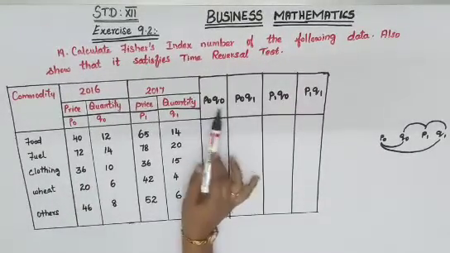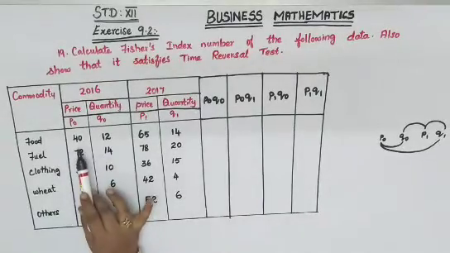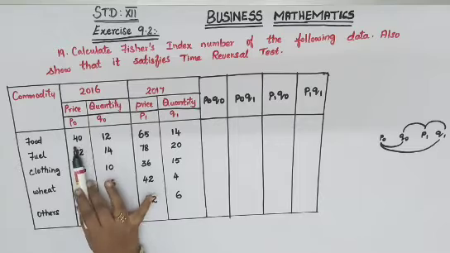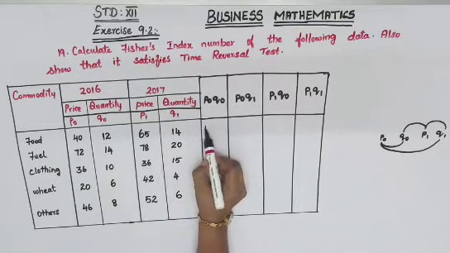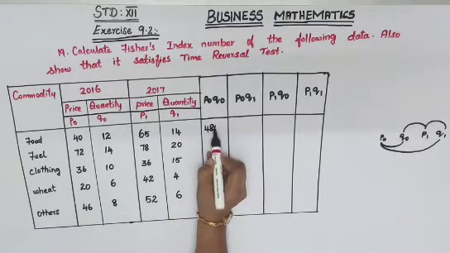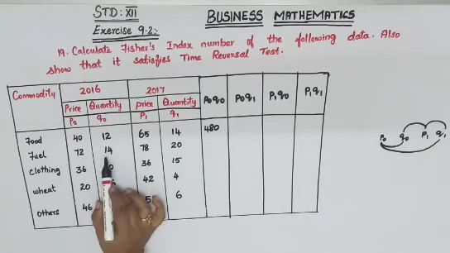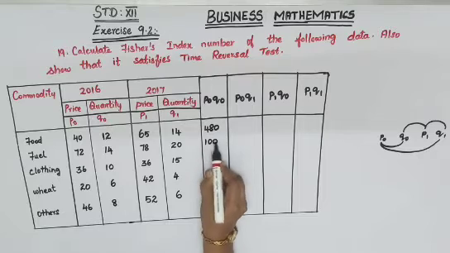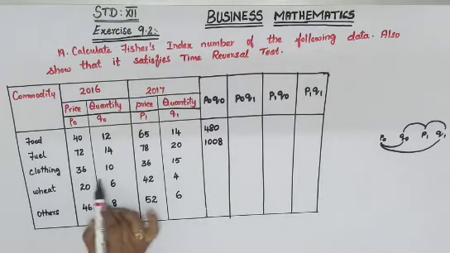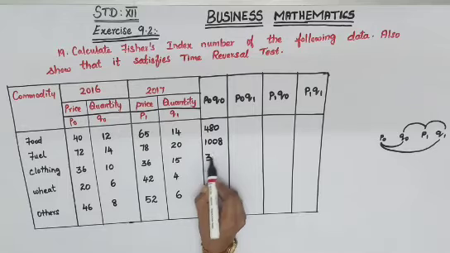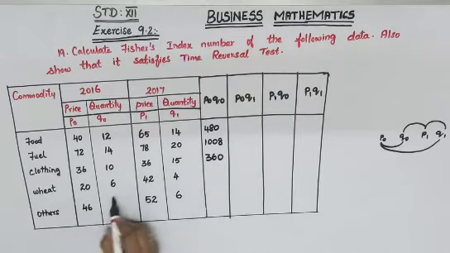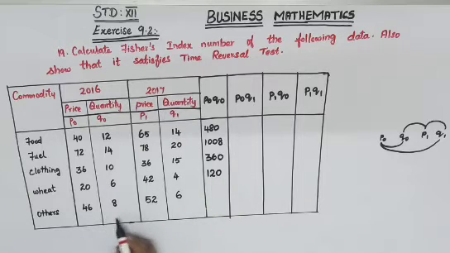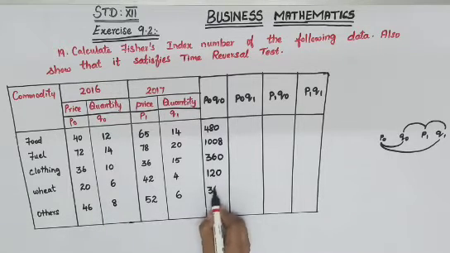So first is P0 Q0, you'll have to multiply. Okay. So P0 Q0 it is here, that is first column, and the second column you'll have to multiply. 40 into 12 you'll get 480. 72 into 14 you'll get 1008. 36 into 10 you'll get 360. 20 into 6 you'll get 120. 46 into 8 you'll get 368.